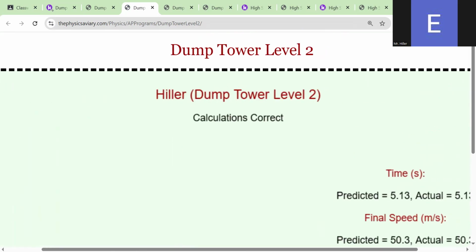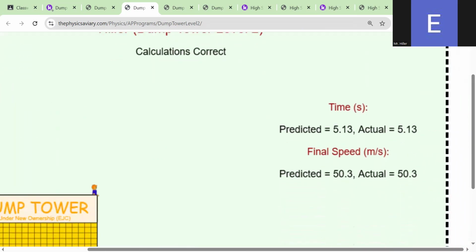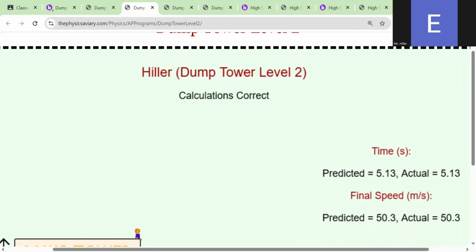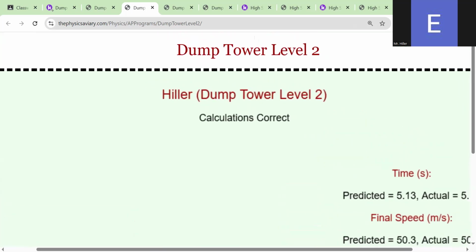All right, and there we go. You can see my actual and predicted values match up. Hopefully you were able to get question 2 correct yourself. If so, let's move on to question number 3.